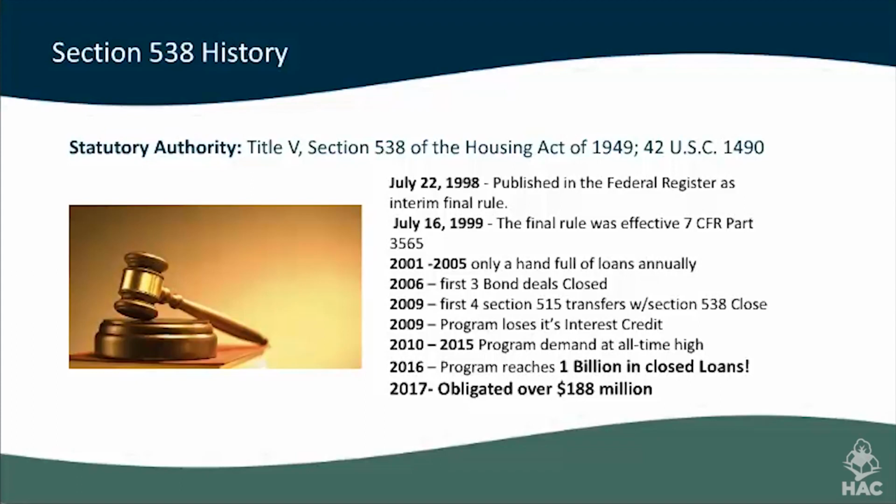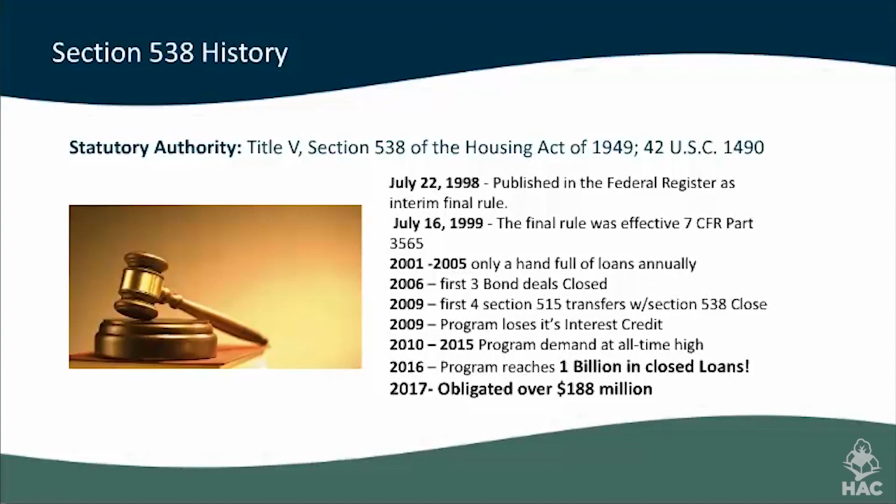Prior to 2009, the Section 538 provided interest rate subsidy of up to 250 basis points on the loan. At that time, we were tied to the applicable federal rate. So even though we provided interest credit subsidy on the program, we did have some restrictions as to the type of programs and sources that we could mesh the Section 538 with, due to the restrictions that were tied to the applicable federal rate.